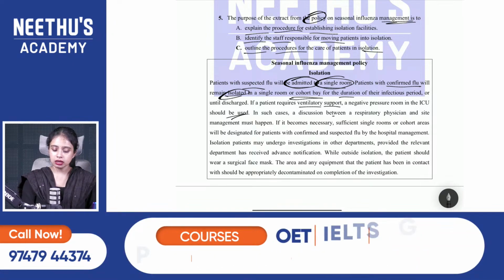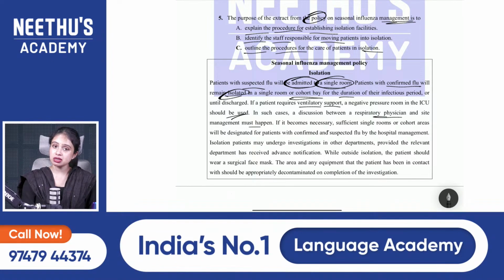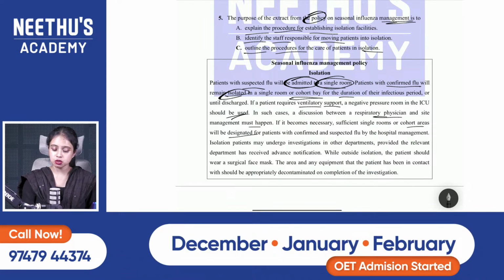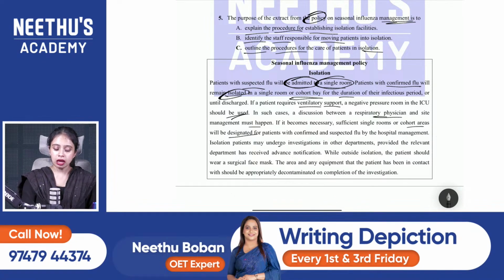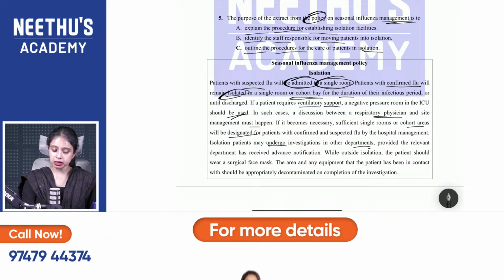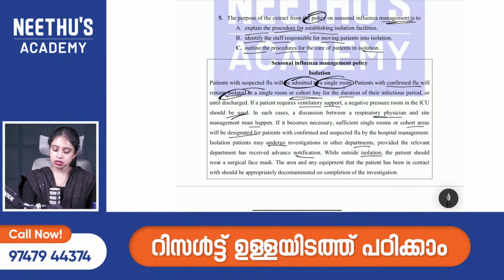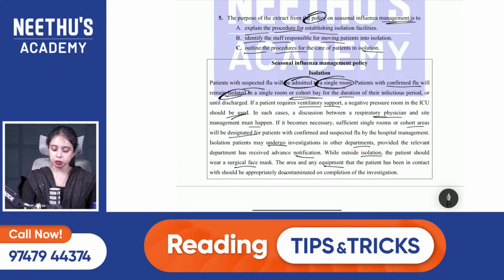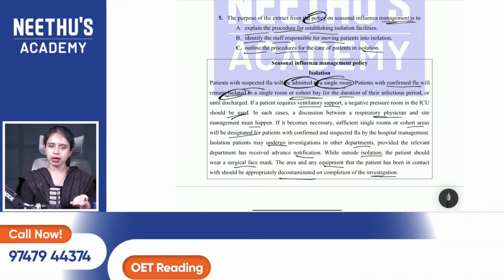In such cases, a discussion between a respiratory physician and site management must happen. If it becomes necessary, sufficient single rooms or cohort areas will be designated for patients with confirmed and suspected flu by the hospital management. Isolation patients undergo investigations in other departments provided the relevant department has received advance notification. While outside isolation, the patient should wear a surgical face mask. The area and any equipment that the patient has been in contact with should be appropriately decontaminated on completion of the investigation.